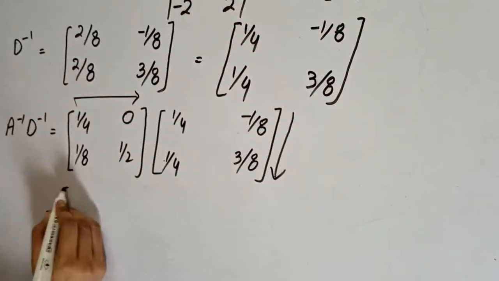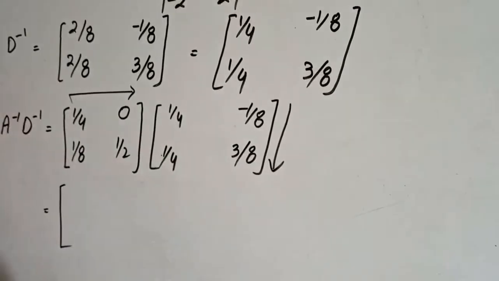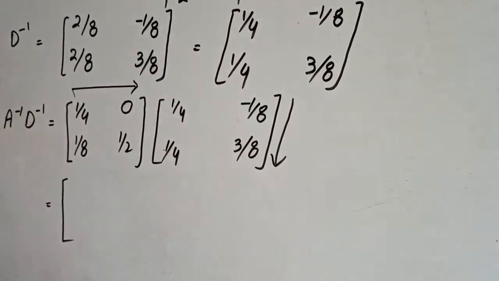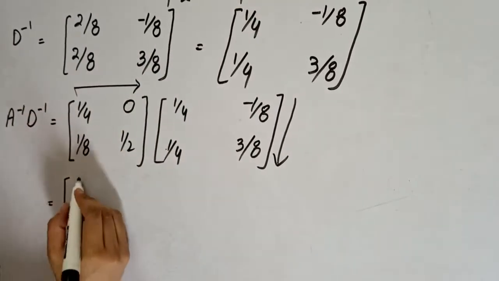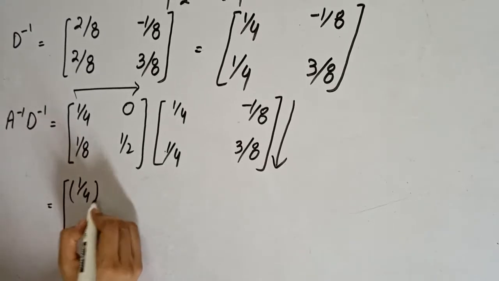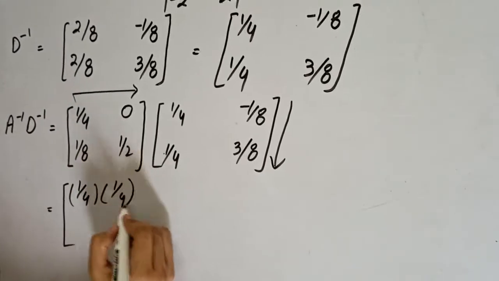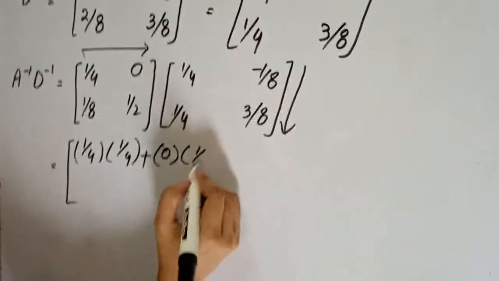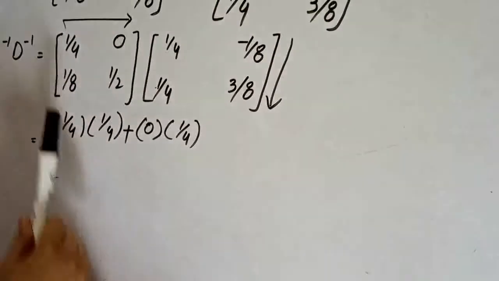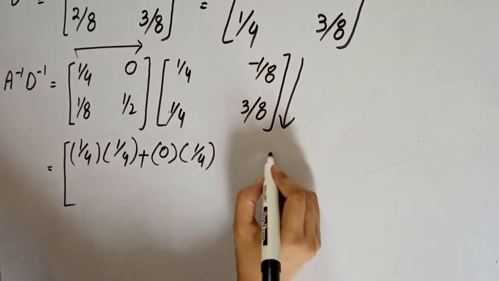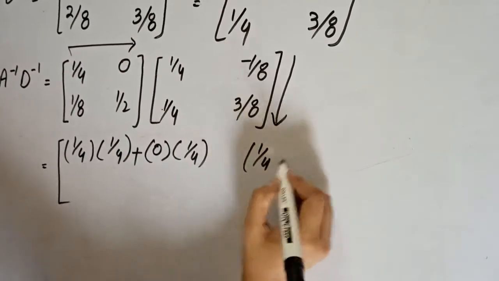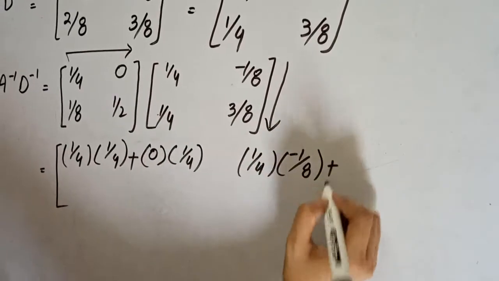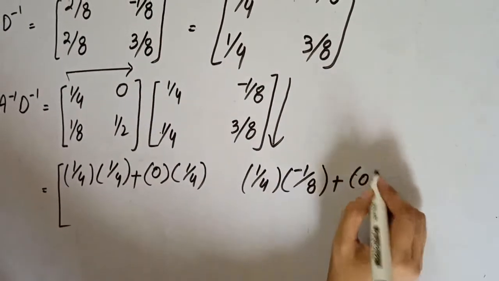So the row is here, 1 over 4 and 0. That will be multiplied by 1 over 4 and 1 over 4. 1 over 4 multiplied by 1 over 4, plus 0 multiplied by 1 over 4. Then the same row multiplied by the second column: 1 over 4 multiplied by minus 1 by 8, plus 0 multiplied by 3 by 8.